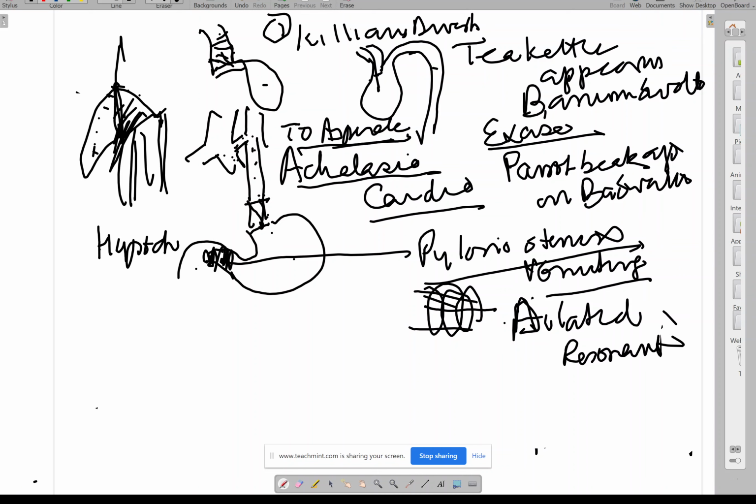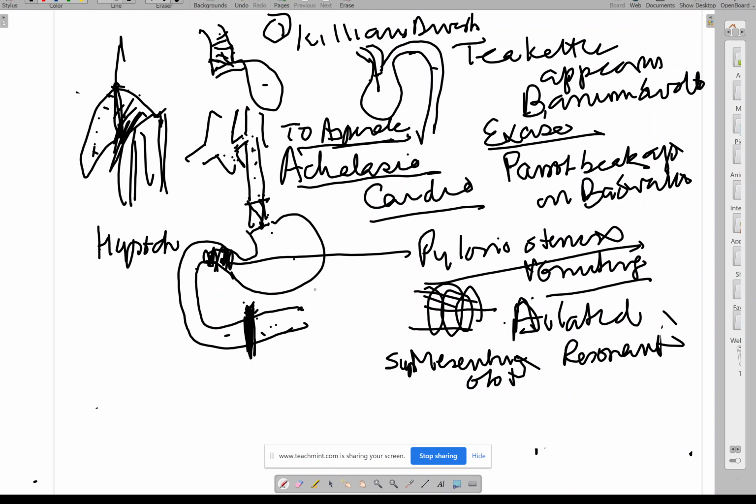Then you go ahead, and there can be an obstruction of the third part of the duodenum by the mesenteric artery. The superior mesenteric artery crosses the duodenum here, and if you have given a tight plaster on the abdomen, then you can have an obstruction of the third part of the duodenum. This is called superior mesenteric obstruction of the third part of the duodenum.